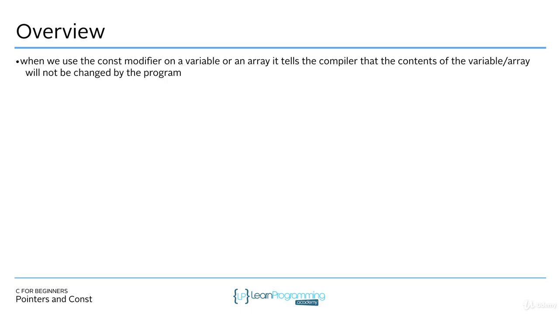So when we use the const modifier on a variable or an array, it tells the compiler that the contents of the variable or array will not be changed by the program. Right? We can also remember the alternative was to create define statements with the preprocessor, but const is usually a more efficient, better way to do it.